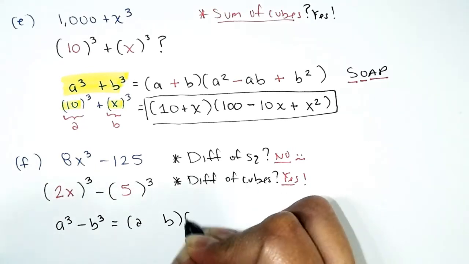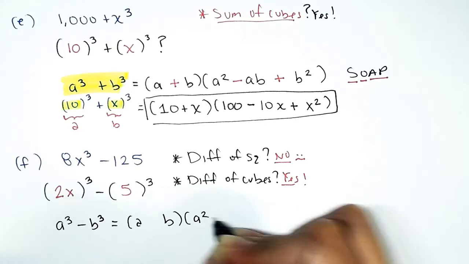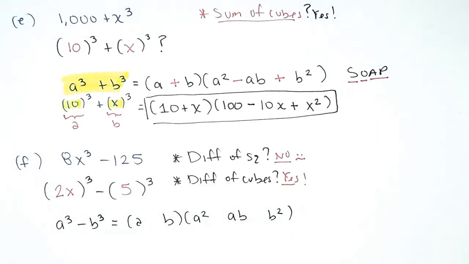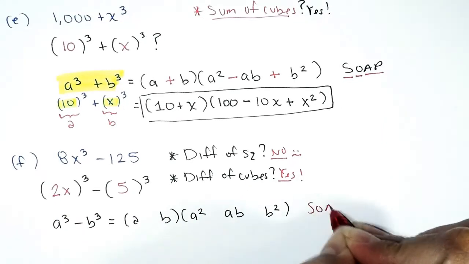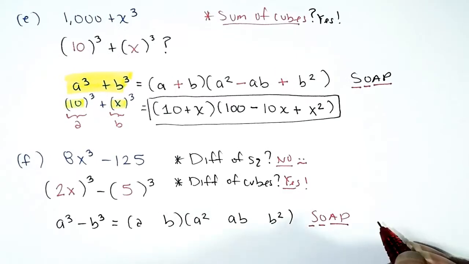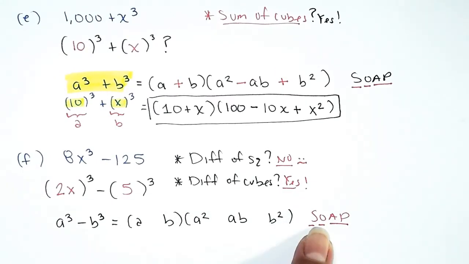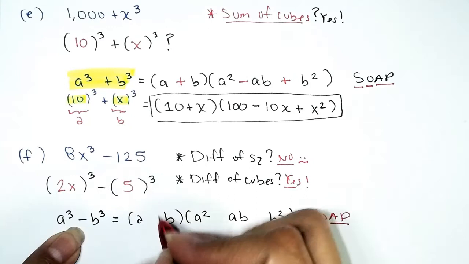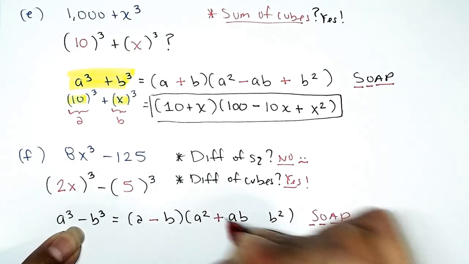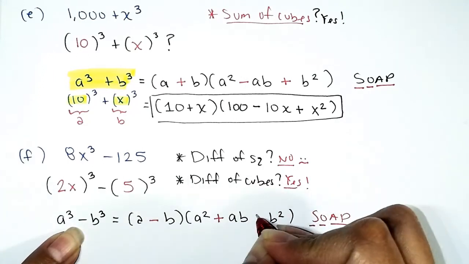A, B, and then for the trinomial factor, a squared, AB, B squared, and I always forget the sign, so let's go ahead and bust out the soap. And we have same, opposite, always positive. So let's do this. The first sign is the same, so minus. The second one is opposite, plus. And the third one is always positive.